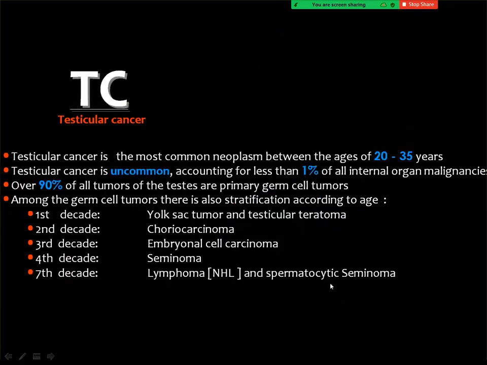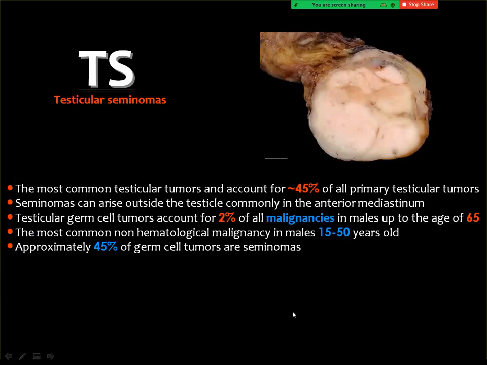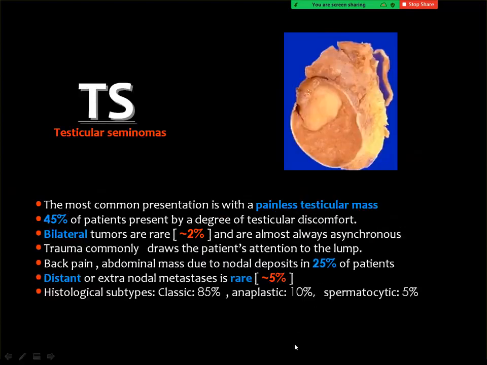Lymphoma and this special type of seminoma, which is known as spermatocytic seminoma. Then this is the appearance of a seminoma, and the age incidence, as I have mentioned, and approximately 45% of germ cell tumors are seminomas. Seminomas may be bilateral in about 2% of the cases, and they are almost always asynchronous. That's to say, they do not occur simultaneously and at the same time.